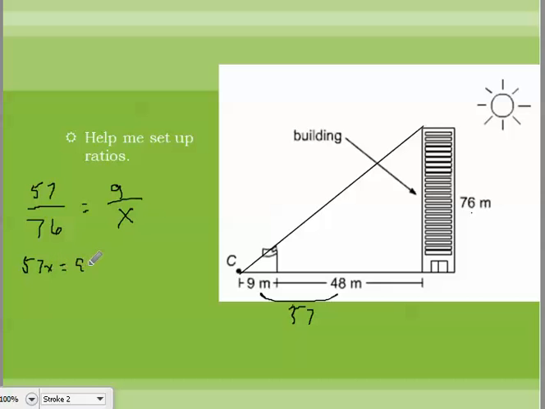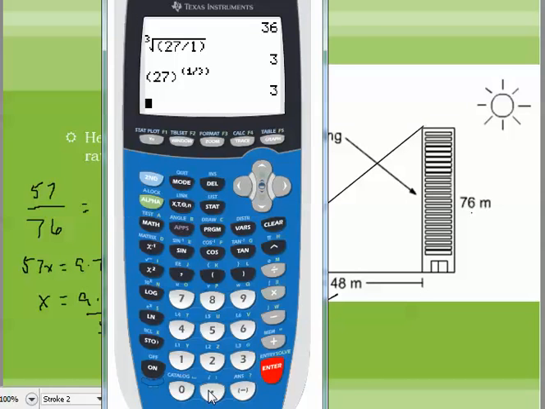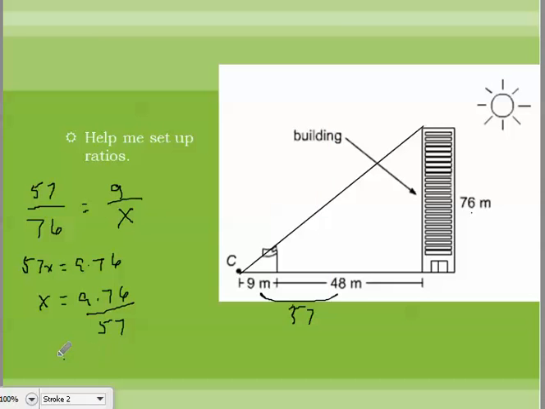57x is equal to 9 times 76. Or the flagpole is going to be 9 times 76 divided by 57. Let's bring that up and do it on a calculator. Clear out the calculator. 9 times 76 divided by 57, and we get a total of 12. x is equal to 12 meters. So this height right here is 12 meters high.